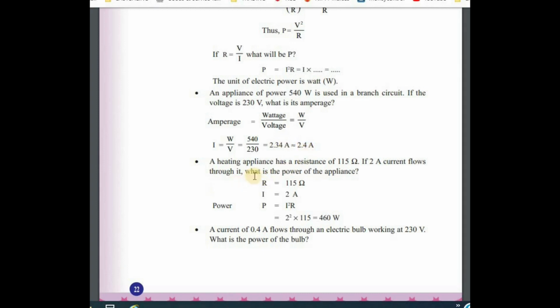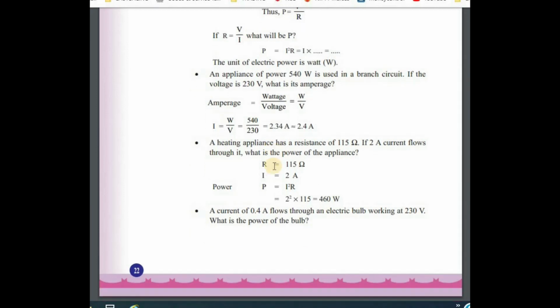Now we have another question. A heating appliance has a resistance of 115 ohm. If a 2 ampere current flows through it, what is the power of the appliance? We have two values given, R is equal to 115 ohm and I is equal to 2 ampere. If I and R are given, then we use P is equal to I square R. If V and R are given, then P is equal to V square by R. If V and I are given, then P is equal to V into I. According to the given values, you can use the appropriate equation.